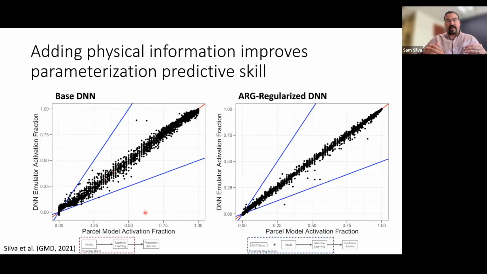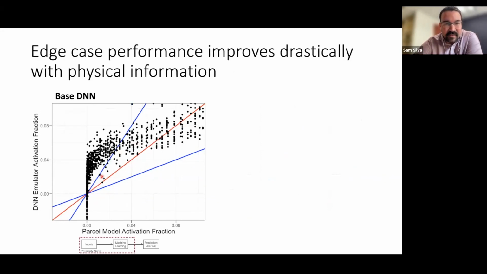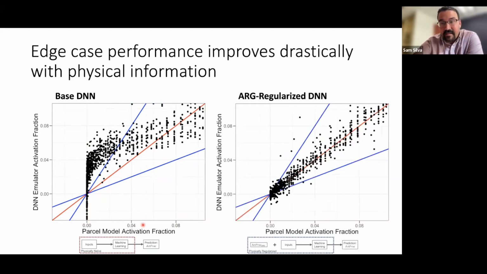Taking a step back, I showed this slide before that adding physical information can improve parameterization predictive skill. I want to dig into that statement a little. What do we mean by improving parameterization predictive skill? One thing in particular is that in the basic neural network approach, we tend to have this weird kink near very low activation fractions. If you zoom in on that, between 0 and 0.1, you can see that in the basic neural network we overestimate quite a bit, but with this bias correction approach, we pretty much correct for that almost entirely.